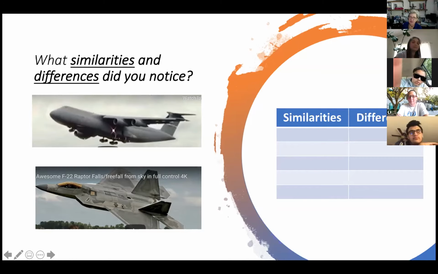What about the differences? The wheels and the shape. Yeah, very, very different. How would you describe the shape of the Galaxy, the C-5B Galaxy, this one? It's rounder and more thick. Okay. And what about the Raptor? It's more flat and thin. Okay.